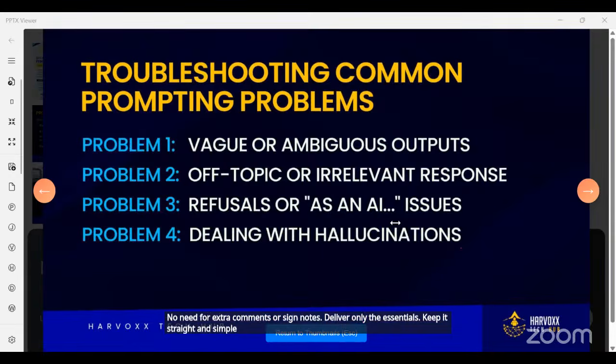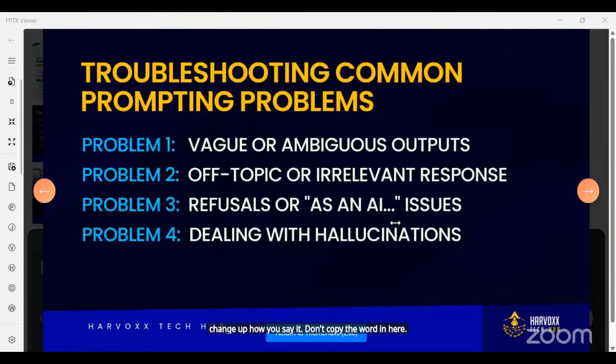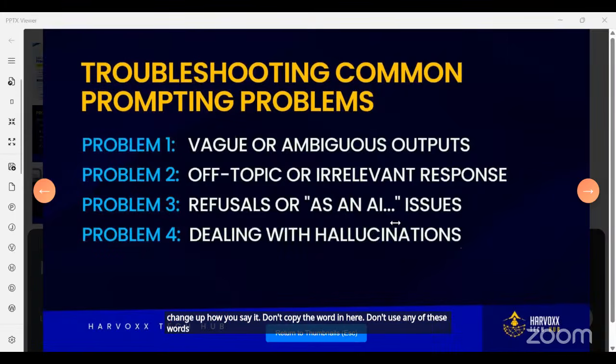Change up how you say it. Don't copy the words in here. Don't use any of these words or phrases. Listen, no, don't use any of these words or phrases.